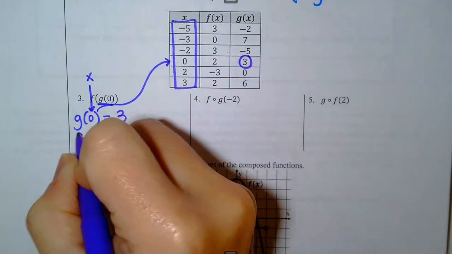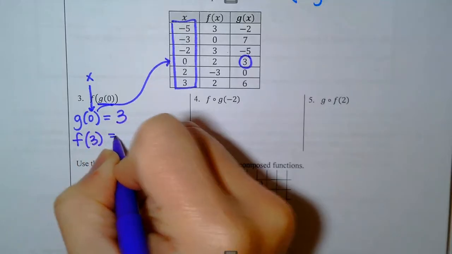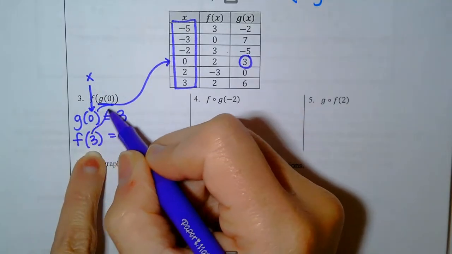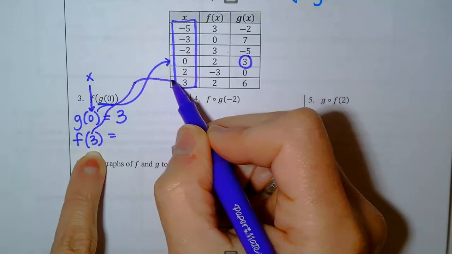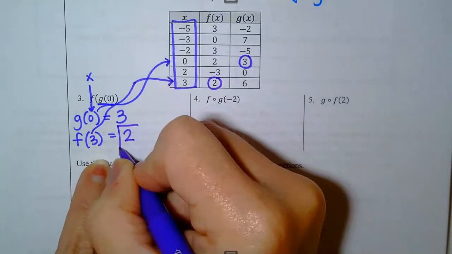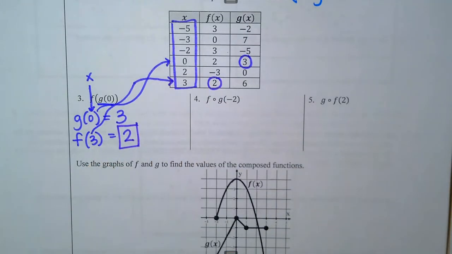And then I'm going to plug that into F. It's still in the same X spot. So I go to 3, and then I put down the F answer. So my composition of function would be 2.